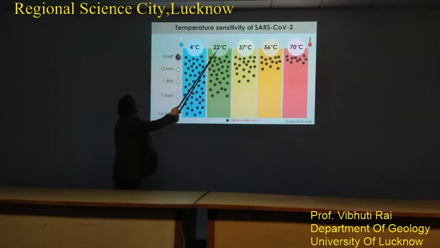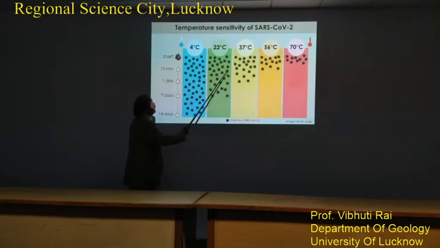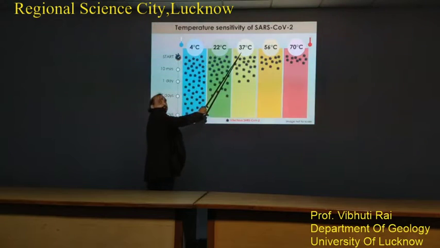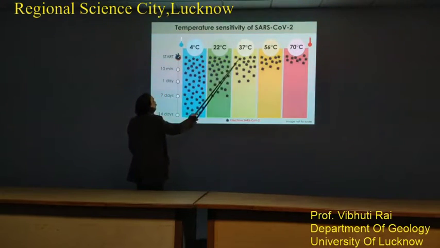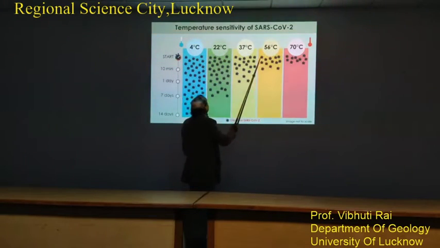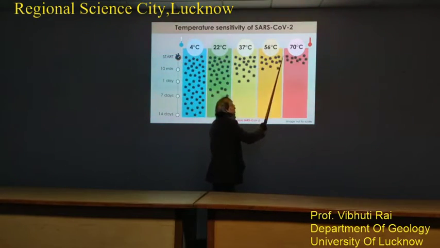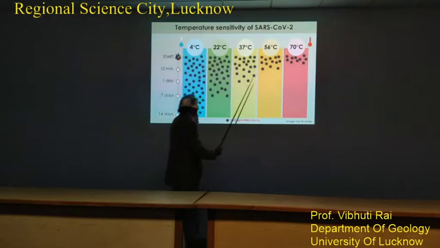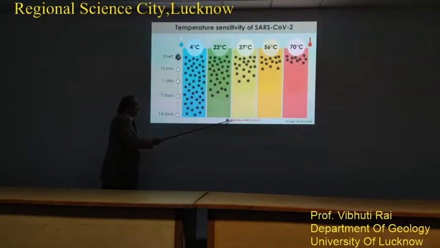At 22 degrees Celsius you can see there is a little less growth. In 7 days they almost taper out. At 37 degrees Celsius, the new normal human temperature, here we can see that they can grow up to a day, as you can see. And then at 56 degrees Celsius they actually become still less, and at 70 degrees Celsius they are very, very negligible. So this is how infectious SARS-CoV-2 has been worked out, almost parallel to what we have in COVID-19.